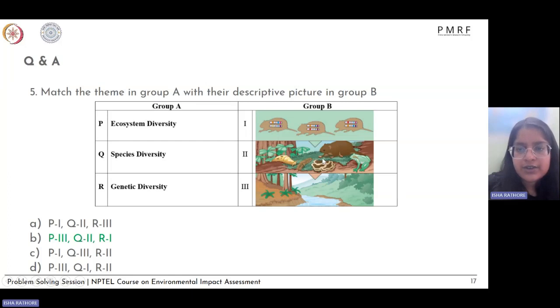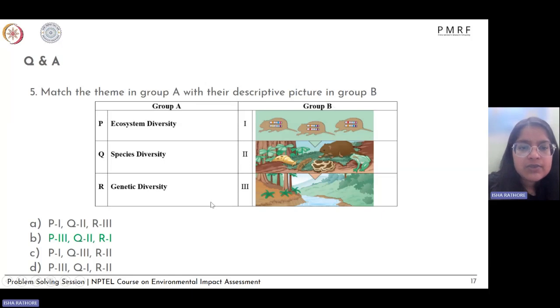Then Q matches with 2, that is species diversity. So you see different types of plants, different species of animals, mammals, fungi, and all of these. So these are different species which are existing together. So you have species diversity in this particular image.